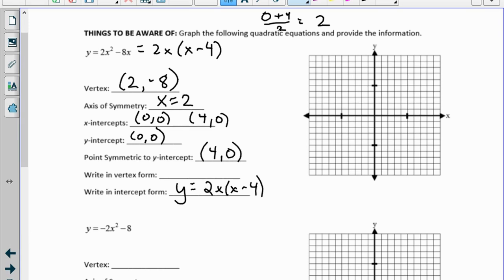Because it's basically the exact same distance away from the vertex, just on the other side. And so I could write this in vertex form, y equals 2, don't forget the a value, times x minus 2 squared minus 8. And so now graphing this should be pretty simple, because I have a vertex at 2, negative 8, over 1 up 2, over 2 up 8 gives me all of the points that I need.